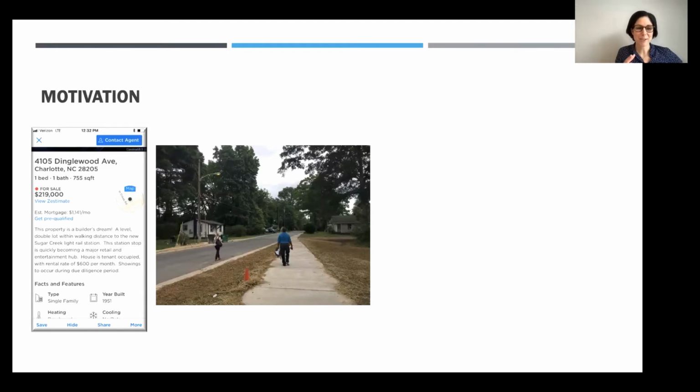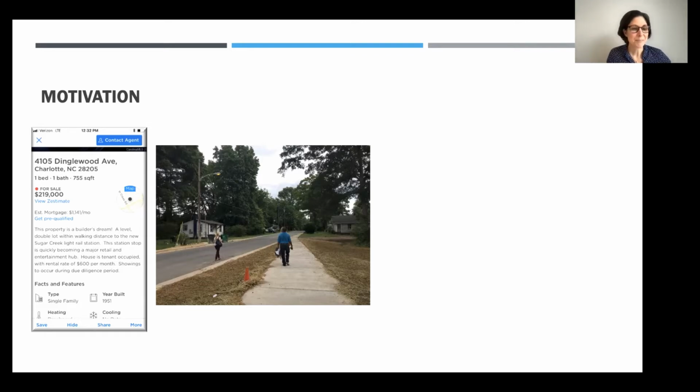In this particular location, the advertisement for the property that I was standing next to says, for this 1-bedroom, 1-bath home, which is 755 square feet, so a really small home, this property is a builder's dream, a level double lot. So it's advertised as a lot. Within walking distance, the new Sugar Creek light rail station. The station stop is quickly becoming a major retail and entertainment hub.